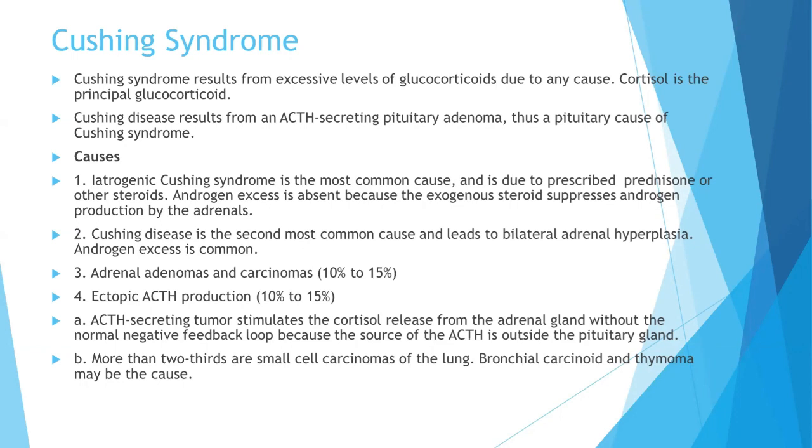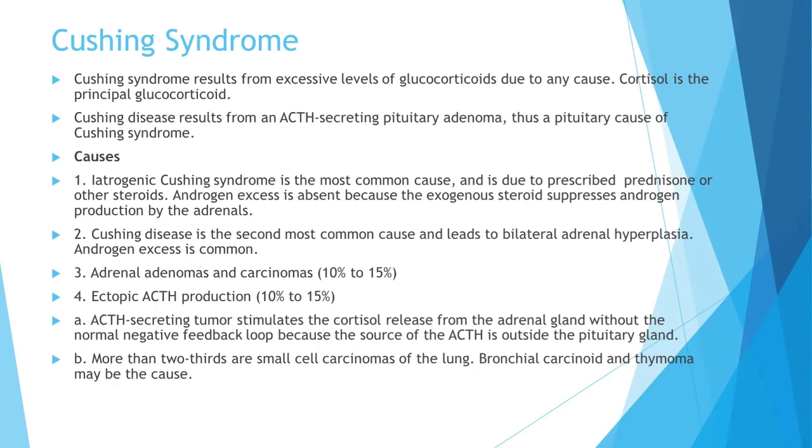First of all is iatrogenic. Iatrogenic Cushing syndrome is the most common cause and is due to prescribed prednisone or other steroids. Androgen excess is absent because the exogenous steroid suppresses the androgen production by the adrenals. But Cushing disease is the most common endogenous cause and leads to bilateral adrenal hyperplasia, and androgen excess is common.